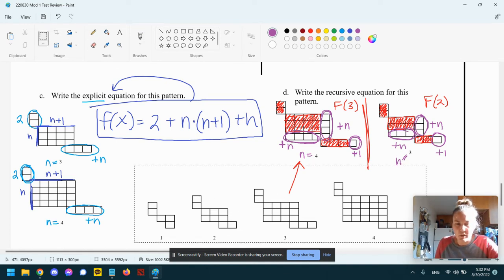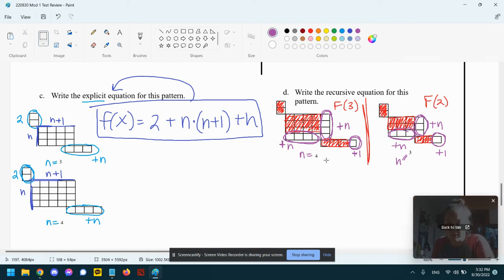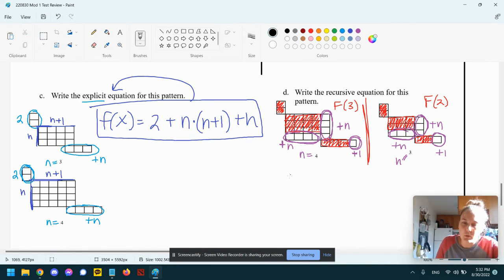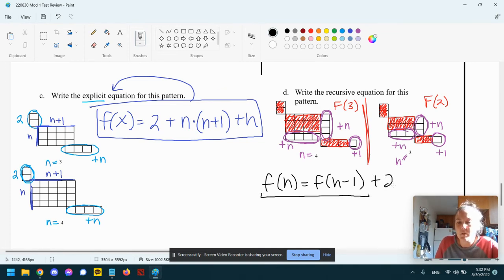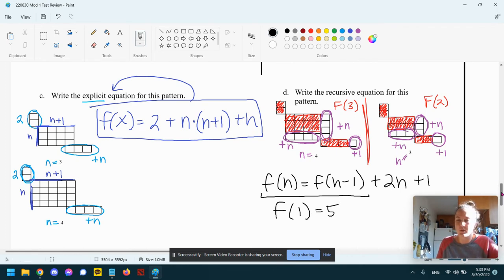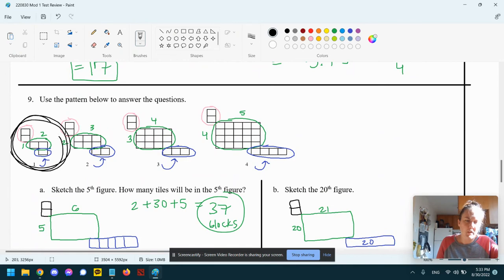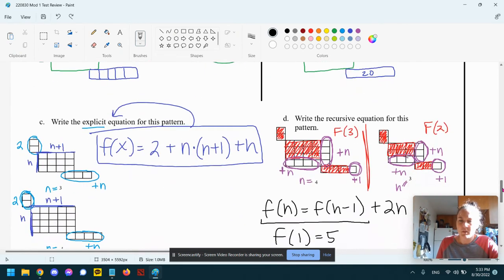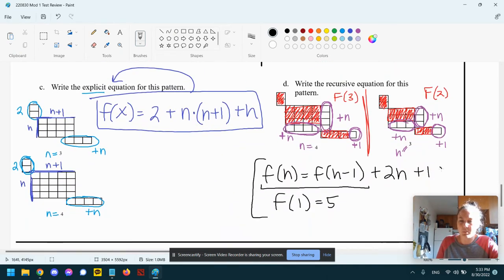So what does this even give us? Why are we doing any of this in the first place? This tells us that our recursive equation will be f of n equals f of n minus 1, as it always is, plus, we add n twice, and then an extra 1 straggler. Then we write down what any of our initial conditions were. So we go up, we say, in figure 1 we had 5 blocks. So here, figure 1 has 5 blocks. This together is my recursive equation.